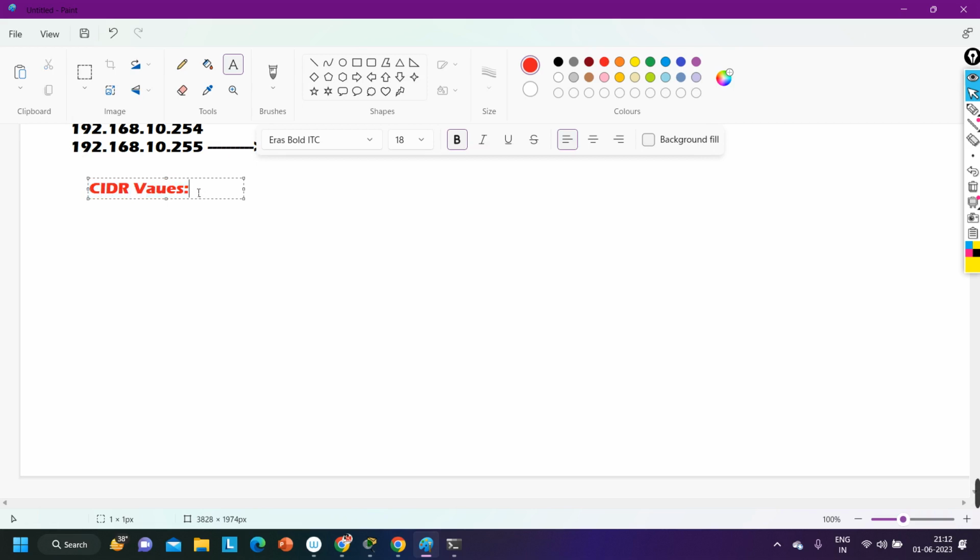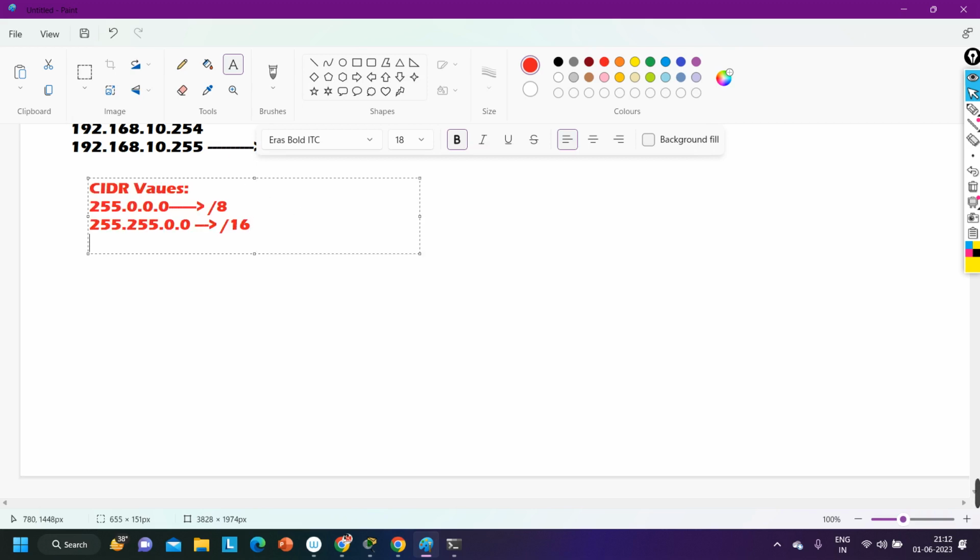This is classless, and classless means the prefix length is also predefined according to the subnet mask. So if we have a subnet mask of 255.0.0.0, how many network bits are there? There are 8 network bits, so we can represent it by /8. In 255.255.0.0, how many network bits are there? 16, so we can say /16 over here.